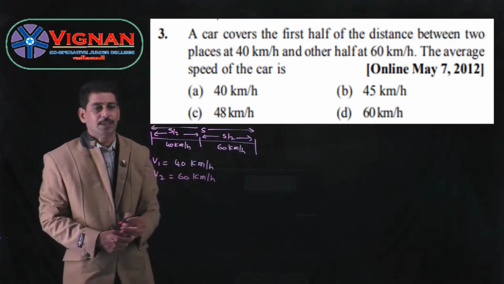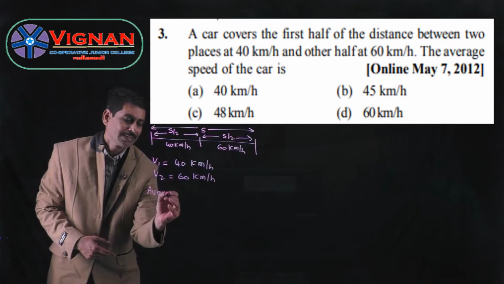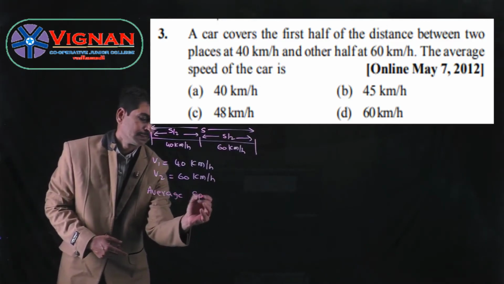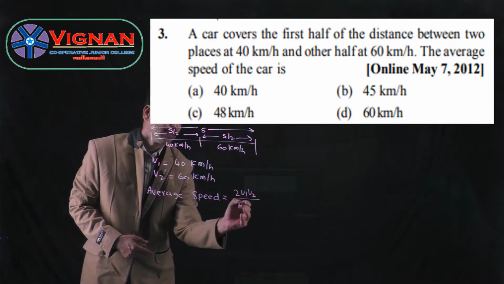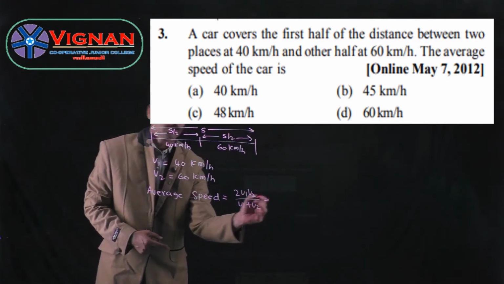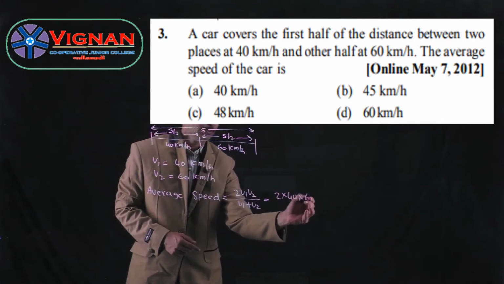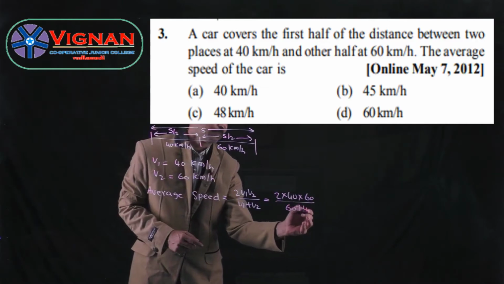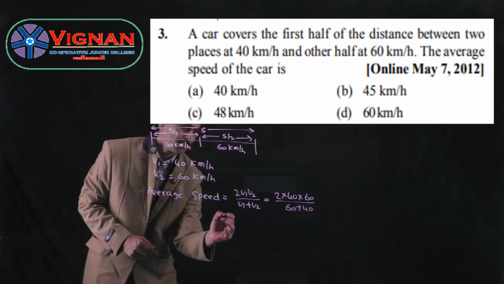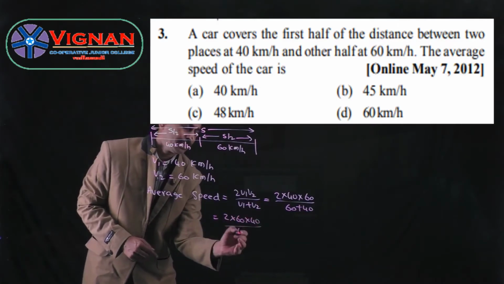Then we are asked to find the average speed. So the average speed is given as 2 V1 V2 by V1 plus V2. So it is nothing but 2 into V1 is 40 and V2 is 60, divided by V1 plus V2, which is nothing but 60 plus 40. So this is equal to 2 into 60 into 40 divided by 100.